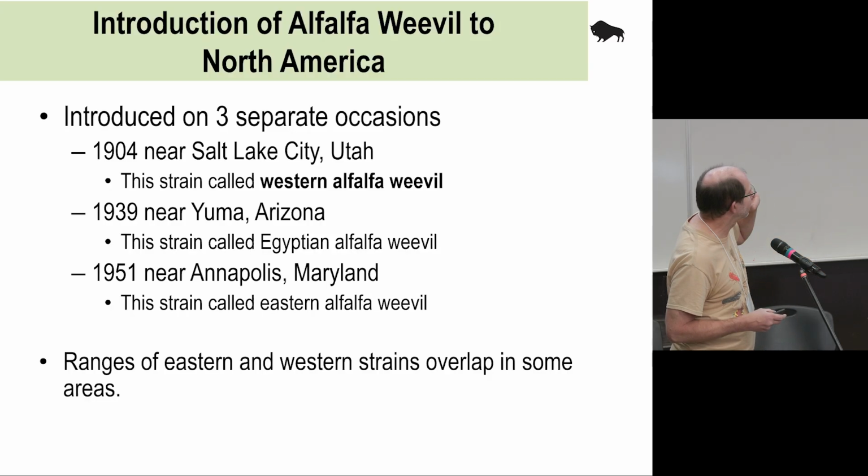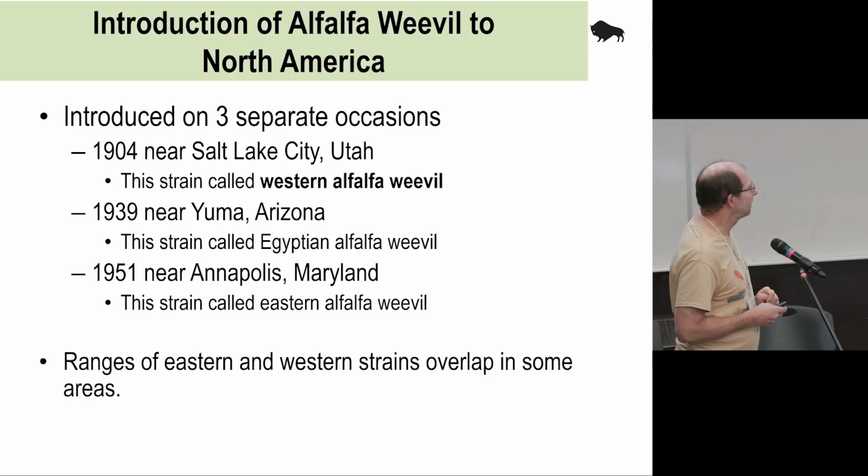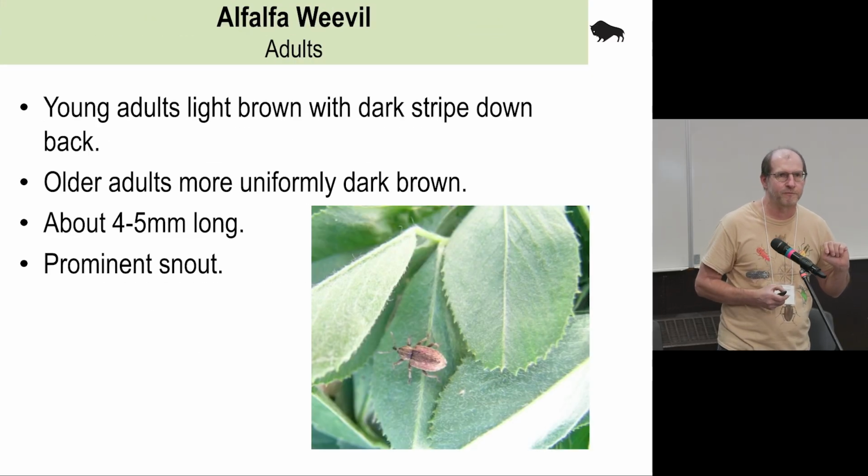The 2 other ones, population got introduced in Arizona, 1939. That's called the Egyptian strain, and the 3rd strain, introduced in the east near Maryland, is called the Eastern strain. And there is a little bit of mixing of strains in some parts of North America, but here it is strictly Western strain alfalfa weevil that we have.